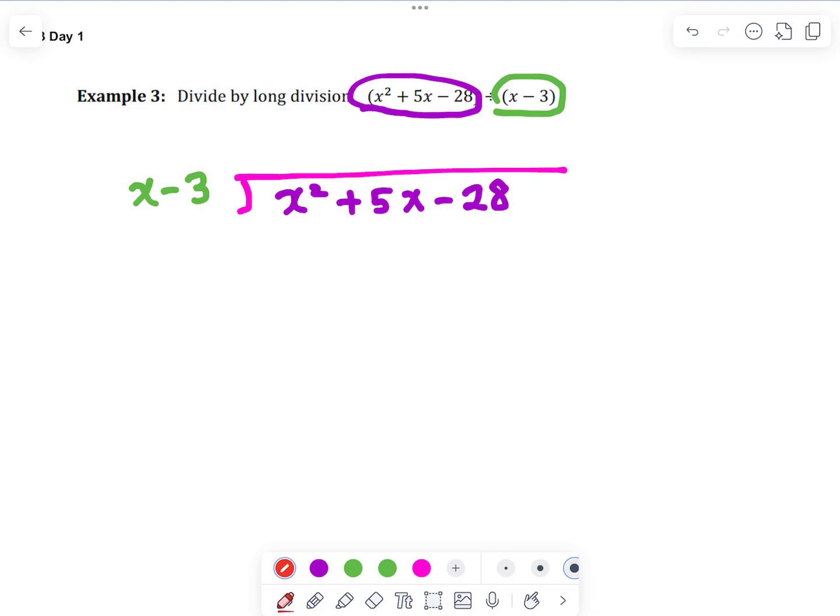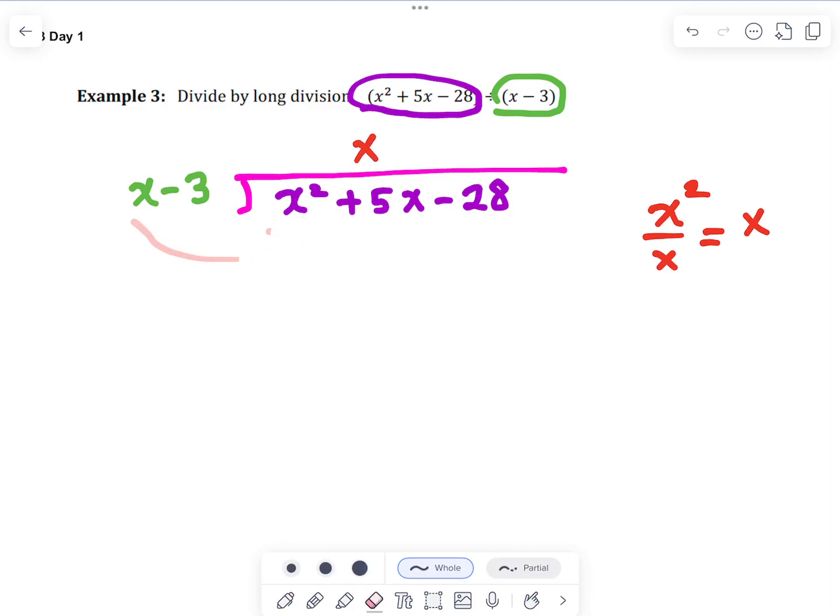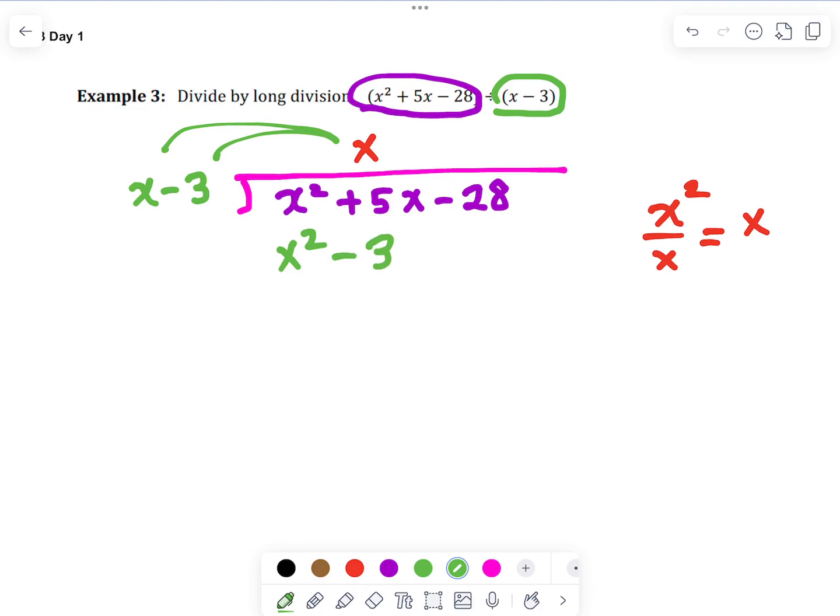So we say, how many times does x divide into x squared? Or what is x squared divided by x? So x squared divided by x is x. Now what we do is we multiply the red x to the green terms. So x times x is x squared. X times negative 3 is negative 3x.